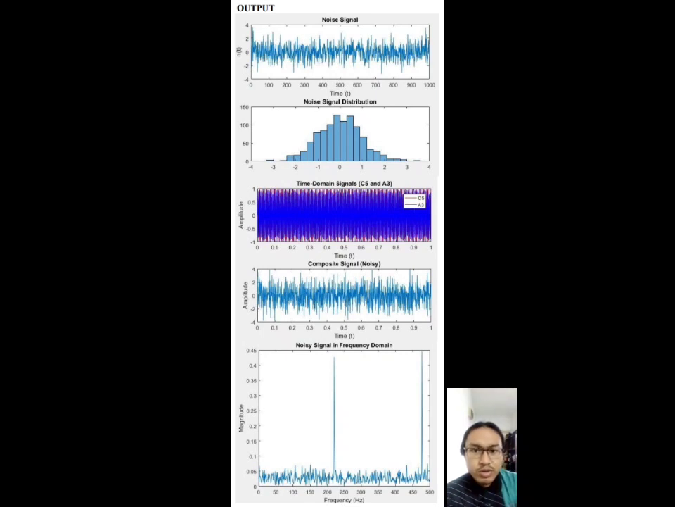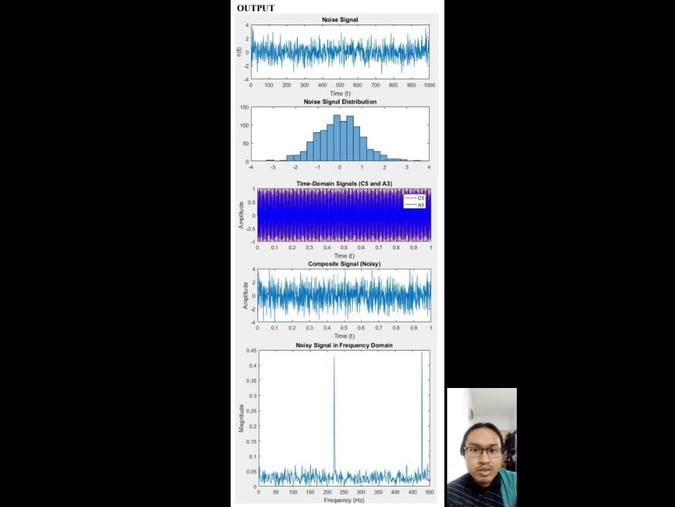Moving to the frequency domain, we calculate the fast Fourier transform of the noisy composite signal. This allows us to analyze the signal in terms of its frequency components. By calculating the unique frequencies present in the signal and their corresponding magnitudes, we can plot the frequency spectrum. The frequency spectrum provides insight into the frequency composition of the signal, showing us the distribution of frequencies and their magnitudes.